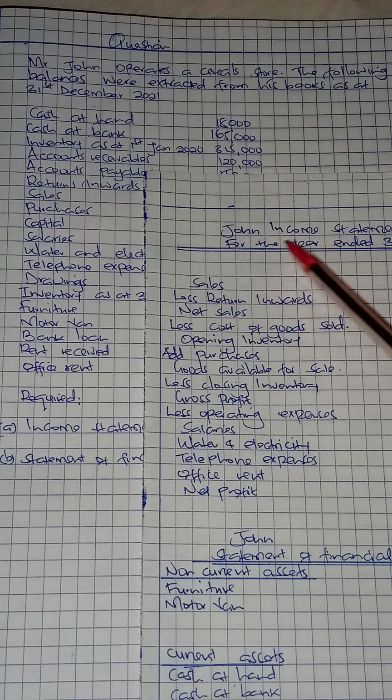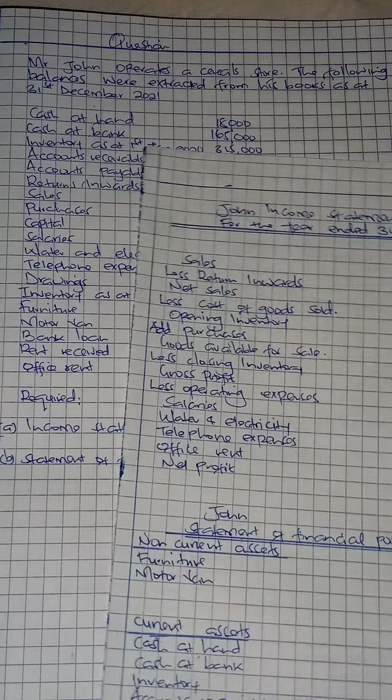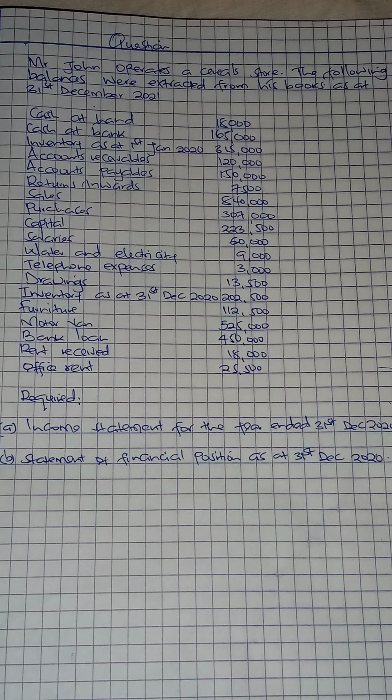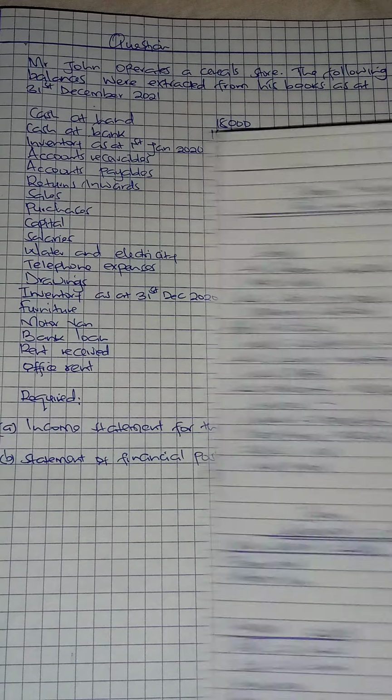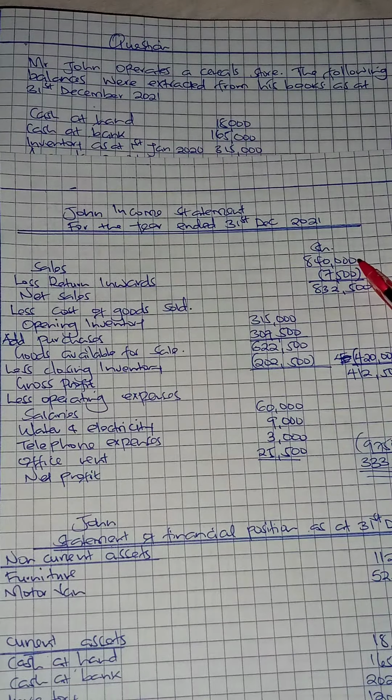You start with the title of the statement: John income statement for the year ended 31st December 2021. Right, so the first thing that you need to do is to record the sales. From the illustration, your sales is 840,000. Here it is, you have your sales amounting to 840,000.